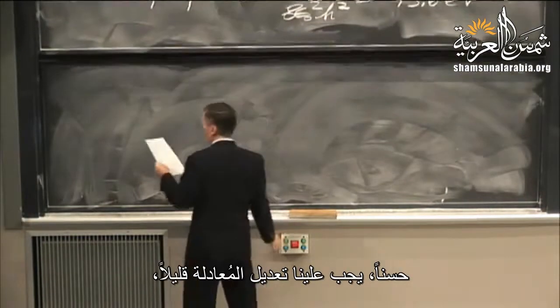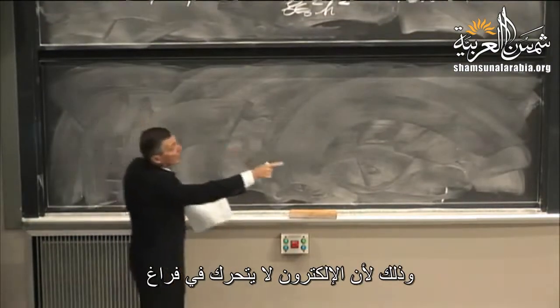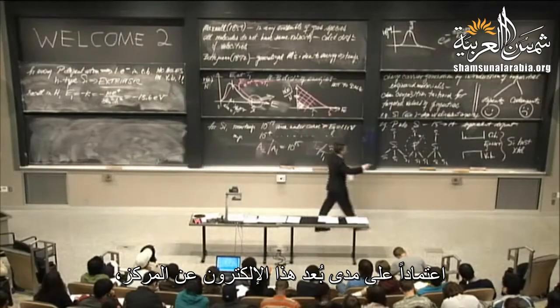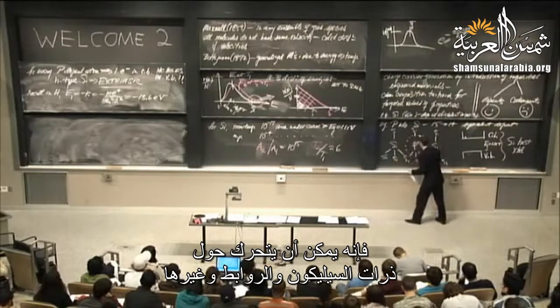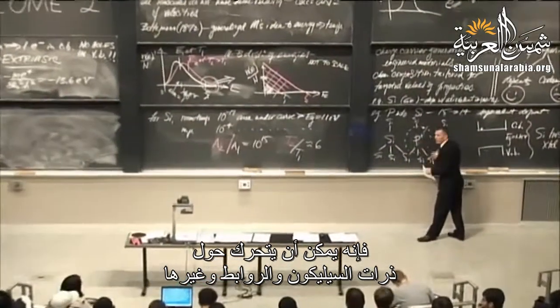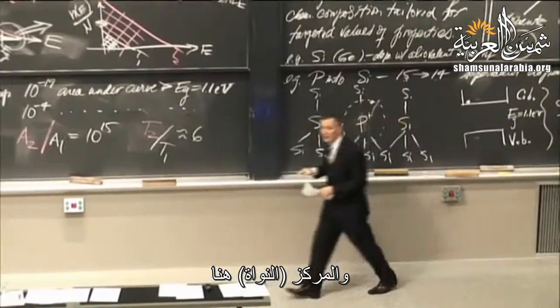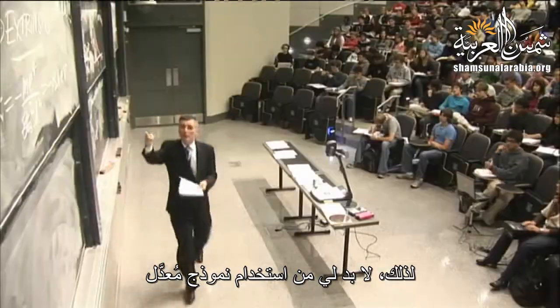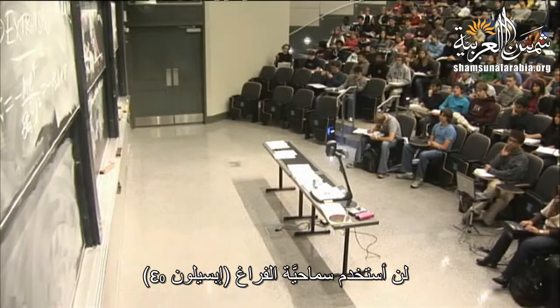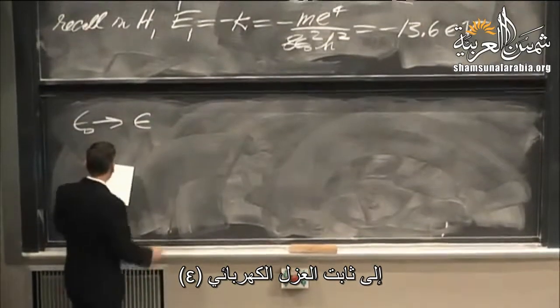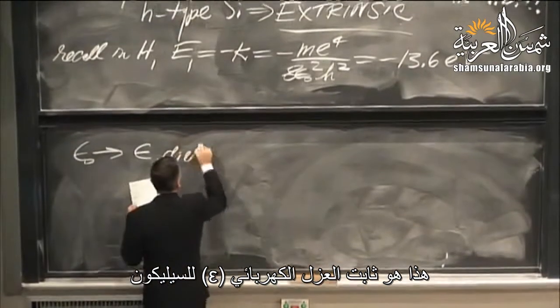Well, we have to modify it a little bit because the electron isn't moving in a vacuum. Depending on how far this electron is from the center, it could be moving around, and there's all kinds of silicon atoms and bonds and whatnot. There's all kinds of stuff between the electron and the center here, so I have to use a modified form. I don't use the permittivity of vacuum. I map the permittivity of vacuum into the dielectric constant. This is the dielectric constant.